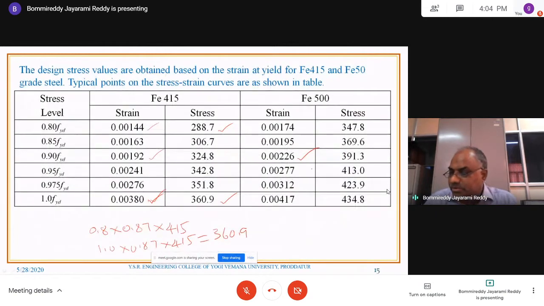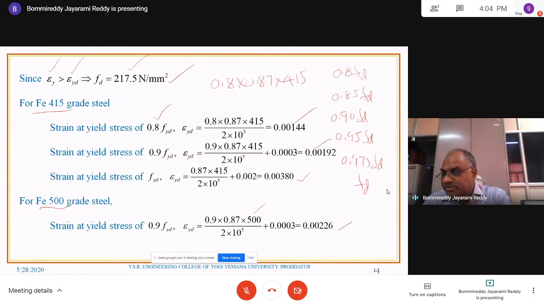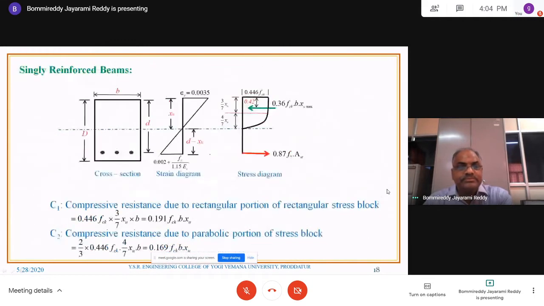So don't worry about this table. It is only the computation of the strains shown at this level. Sometimes there may be a small numerical question regarding the computation of the strain and also the associated stress in steel, so you can understand how to calculate it in the examination. Okay. Now let's go for singly reinforced beams.